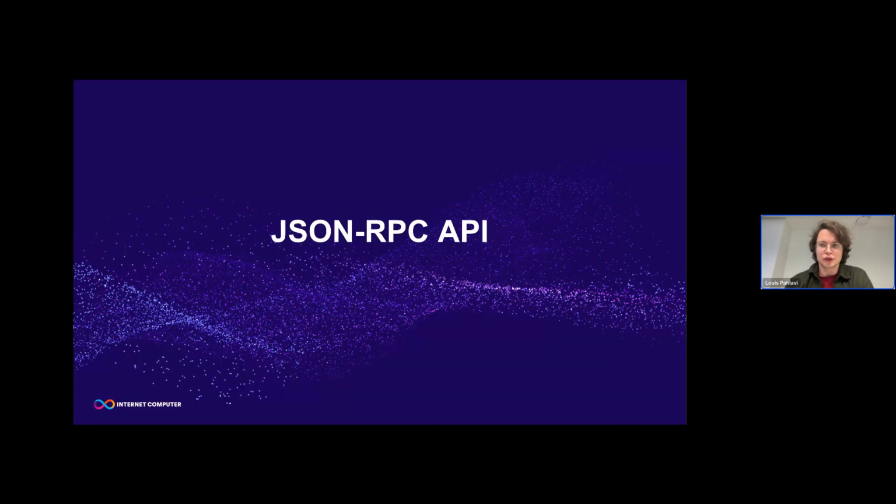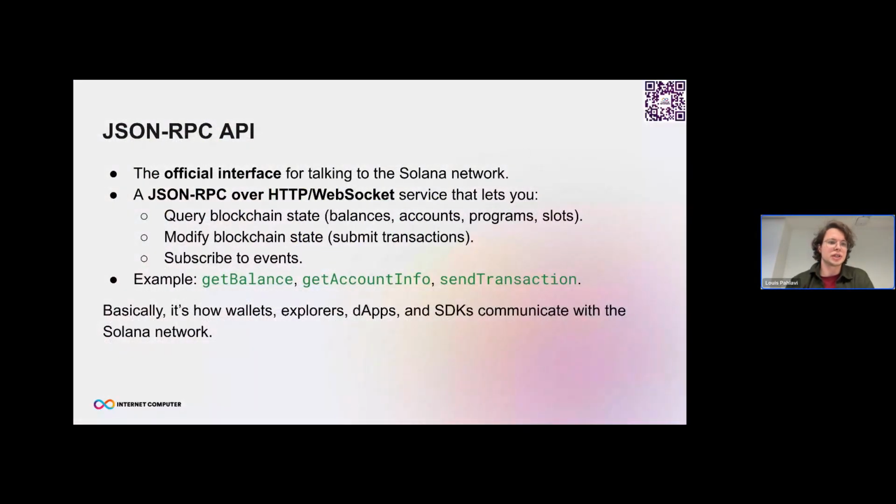And so now that we covered a few basics about Solana, let's move on to how the ICP actually interacts with Solana. And for this, the first building block we need is the JSON-RPC API. So what is it? The JSON-RPC API is basically the official interface for talking to the Solana network. And it's a JSON-RPC interface over HTTP or WebSocket that lets you either query the state of the blockchain, like balances, account information, programs, and such, or modify the blockchain state by submitting a transaction, or even subscribing to events over WebSockets.